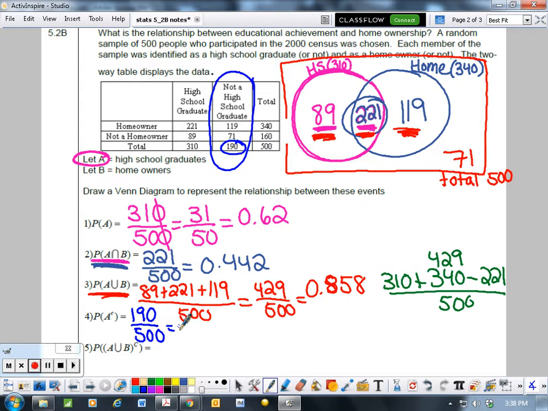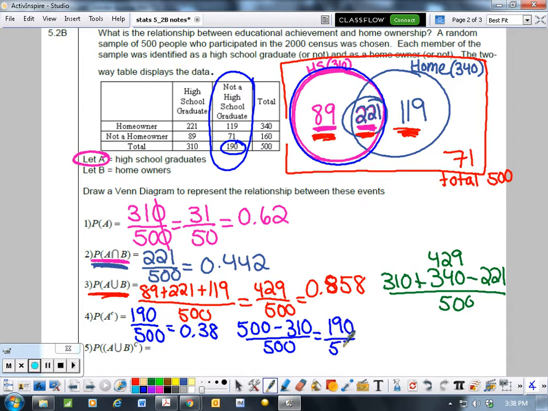Should be 0.38. Now over here, what I can do is I want not high school graduate. So if this is my high school graduate, I could have also done 500, which is my total, minus my high school graduates, and figure out how many are not. And then put that over 500. So that's using that idea of a complement, which still gives me the 190 over 500.